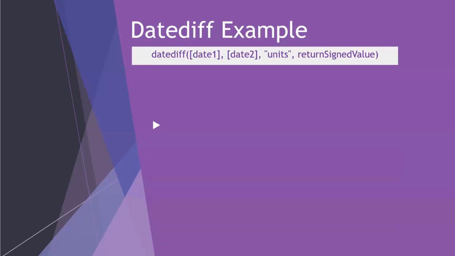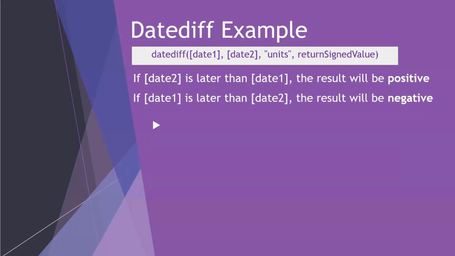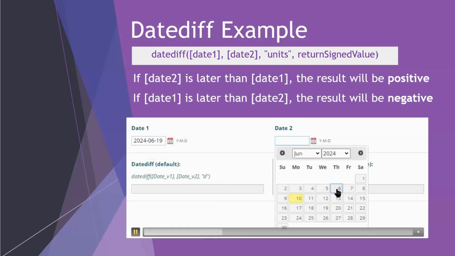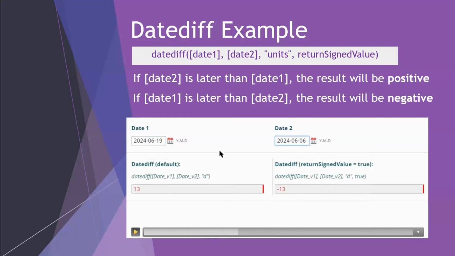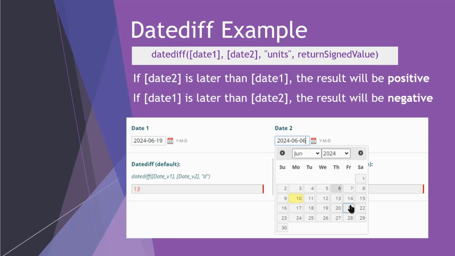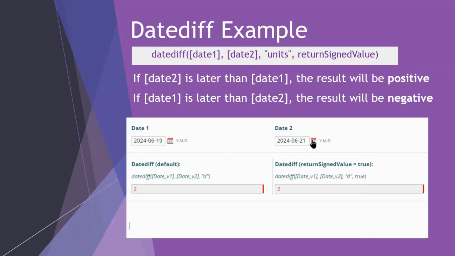So here's a quick example to demonstrate the date diff function. There's a reminder of the syntax, and this is from the last slide, and now we can sort of see that in action. So we select a value for date 1, and date 2 is prior to that. So the value on the right is negative. The calculation on the left will always be positive because it's using the default or false value of return signed value. If date 2 is set to later than date 1, the result will be positive. If date 2 is earlier than date 1, it's going to be negative.